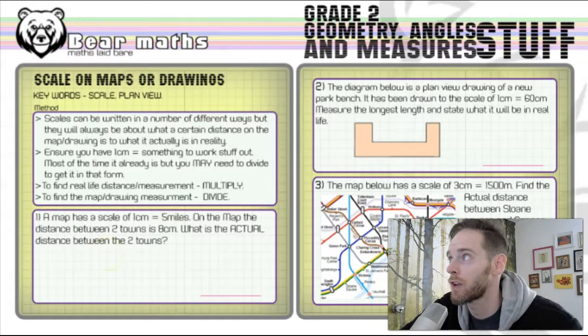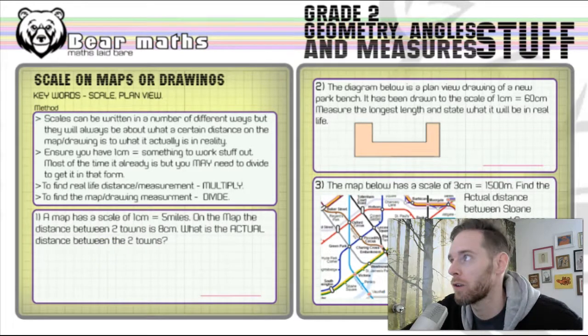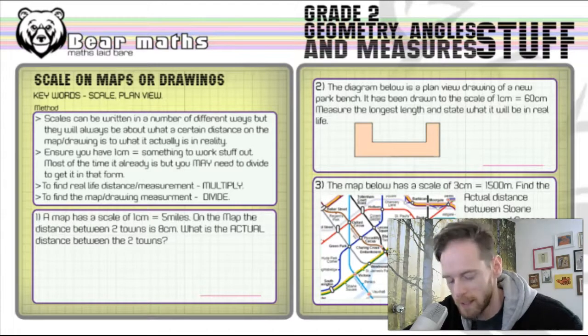This video is on scale on maps and on drawings. The keywords I've got for you are scale and plan view. Scale is something that is used to tell you how big something is on the map or the drawing compared to something in reality. So it's like a ratio. And the plan view is the view from above, looking straight down on top of something. That's the plan view.